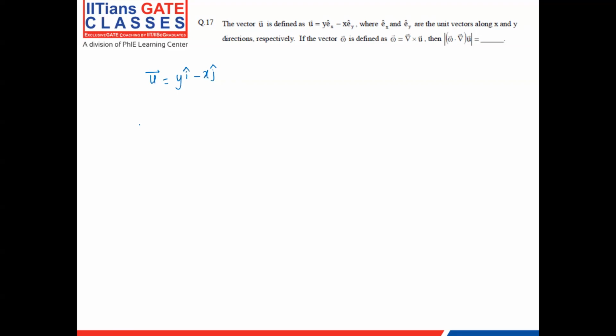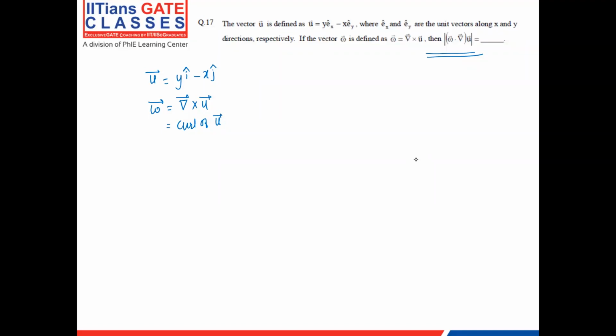If omega bar is defined as del cross u bar, means it's a curl of u bar. If omega is a curl of u bar, okay, we can say like this. And then they are asking us mod of omega dot del operating on u bar. Okay, so let's try to solve this question.